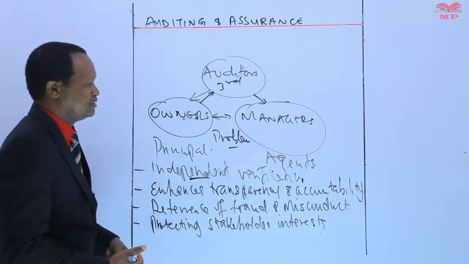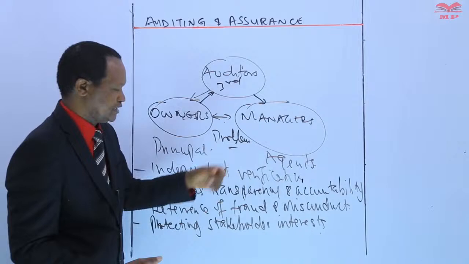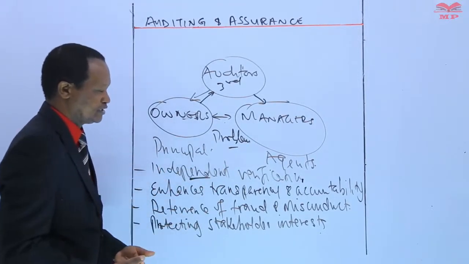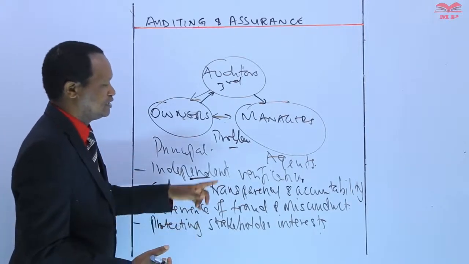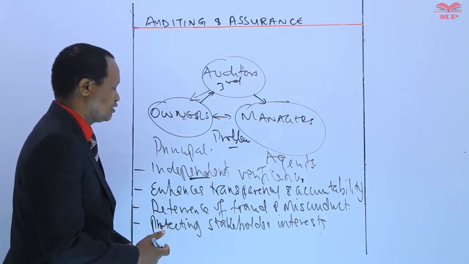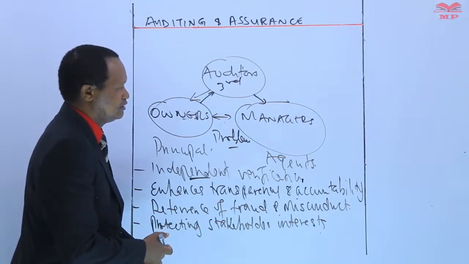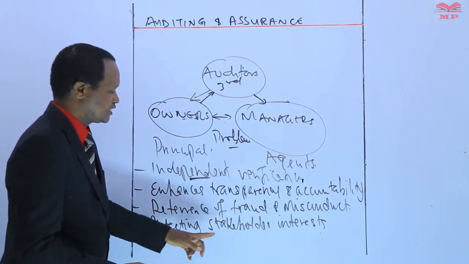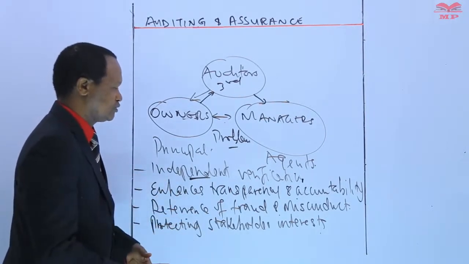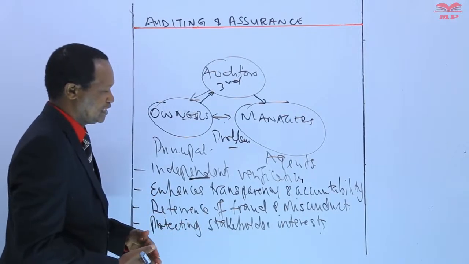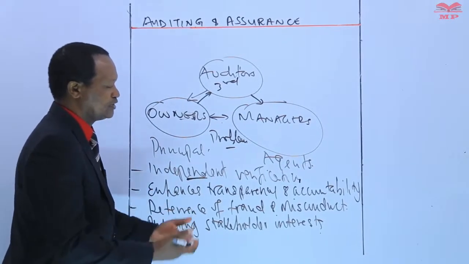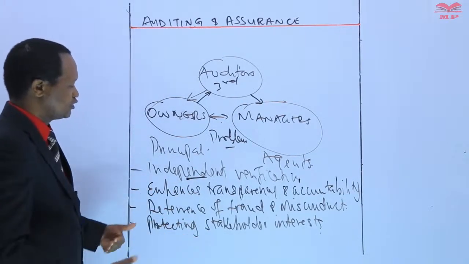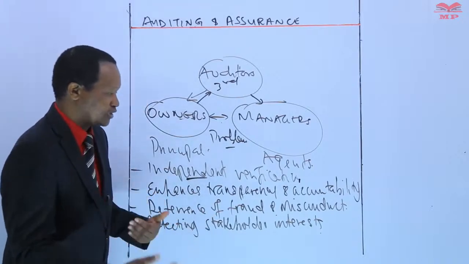Before a bank advances a loan to the company, the bank may need to have audited financial statements so that the bank can determine whether the company qualifies to be advanced loans, for example. So these various stakeholders are required to make decisions as they interact with the company. And these stakeholders need information that is verified. And it is through auditing that such information is verified, and that protects stakeholder interests.